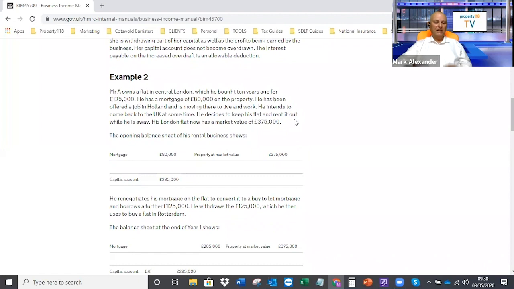His London flat now has a market value of £375,000. Now, the interesting point here, it shows the opening balance sheet with the mortgage of £80,000, but HMRC accepts that as he's only just introducing this property into the business, the opening market value for his balance sheet is the current value, not the £125,000 he paid for it. So they've got the £375,000 current value on his balance sheet. And if you deduct the mortgage from the market value of the property, you'll see that they're accepting that his capital account opening balance is £295,000.